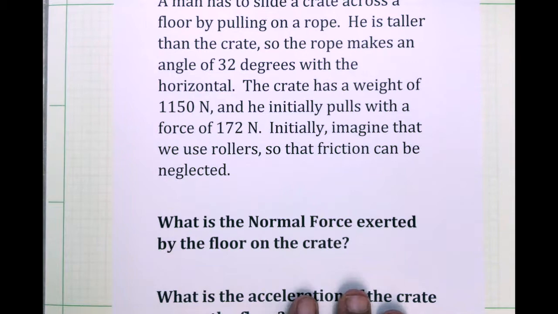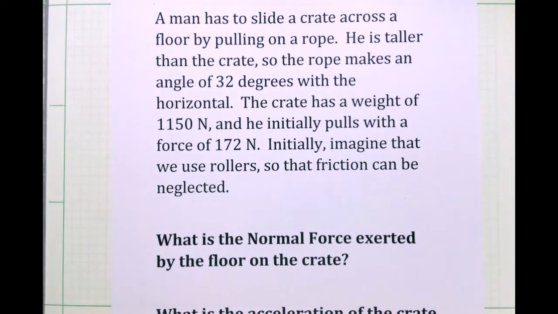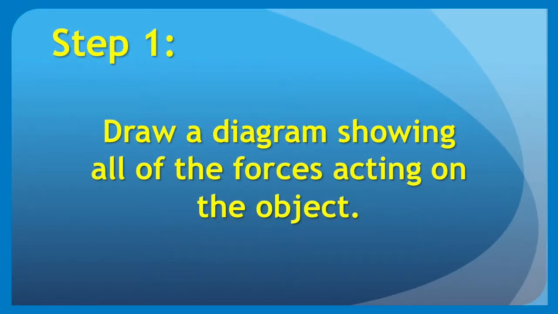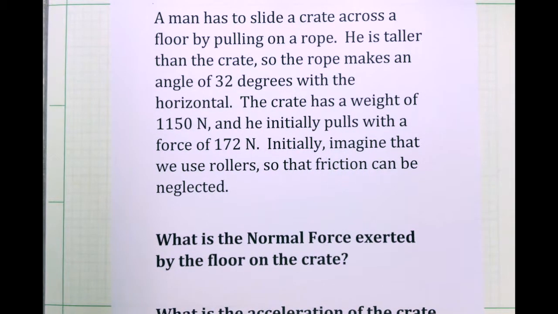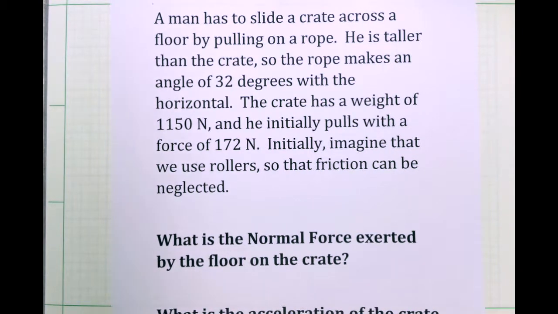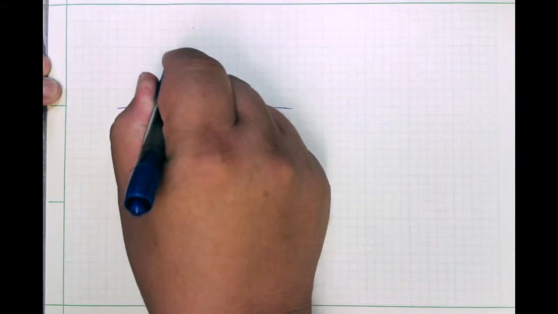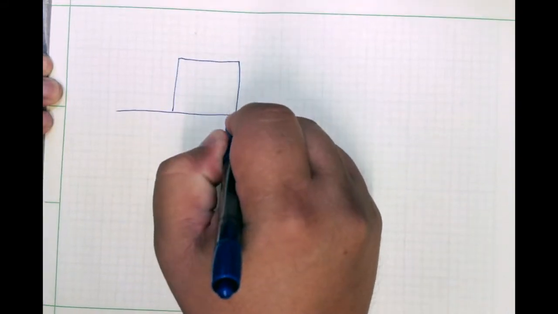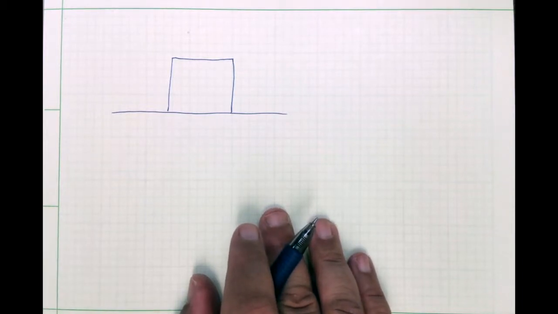The process of problem solving with Newton's second law always begins with a diagram. The first step is to draw a diagram showing all of the forces acting on the object. Looking at our problem here, we can think about the number of pushes and pulls that are taking place on the crate and draw our diagram. So we start by drawing the crate. These drawings do not ever have to be intricate or fancy. They just have to show the forces that are involved.